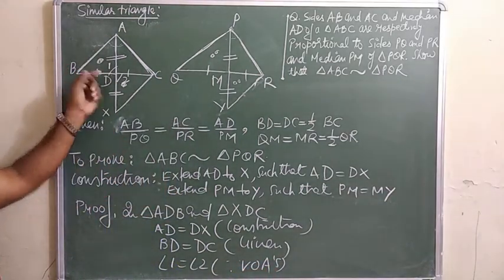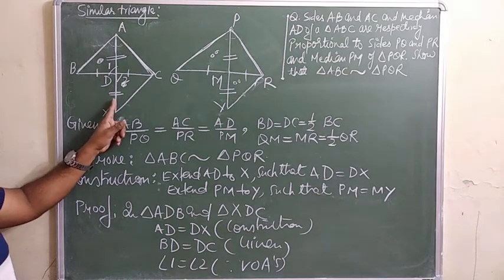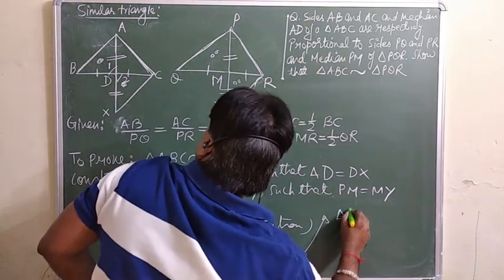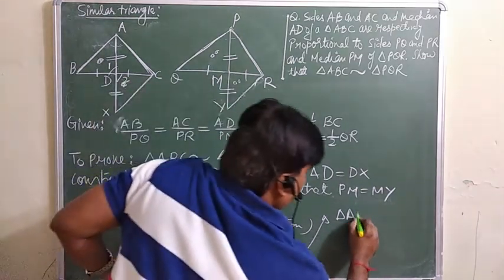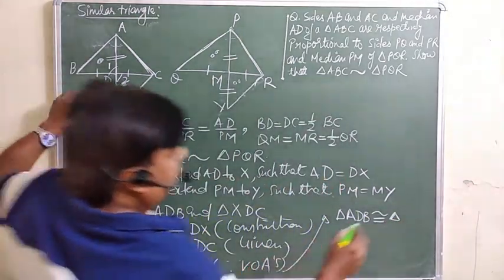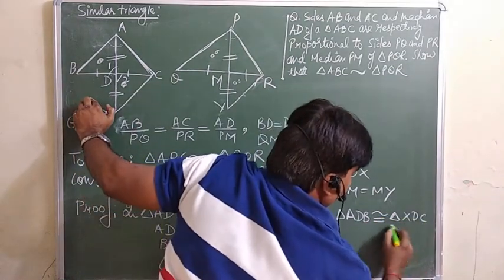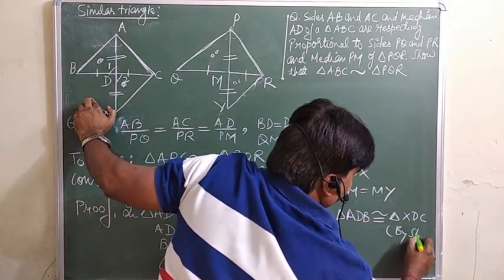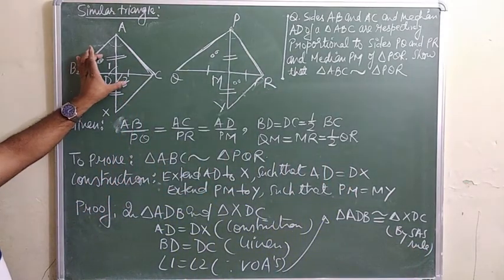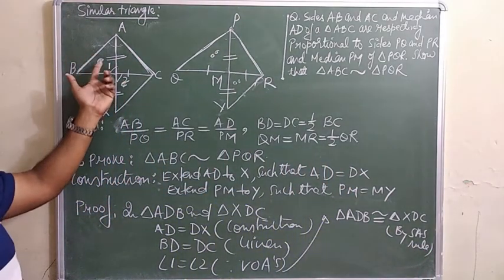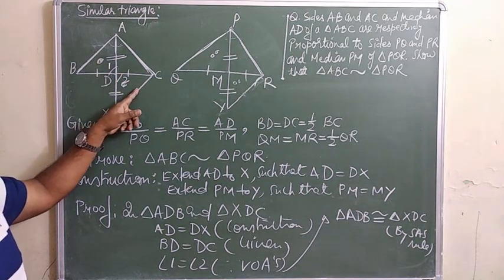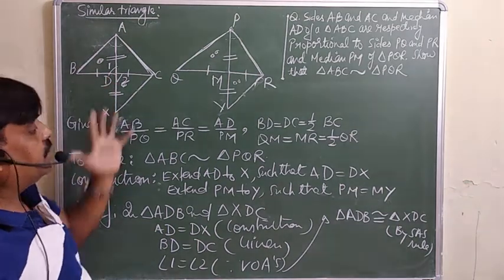So by side, angle, side, you can say the triangle ADB is congruent to triangle XDC. This is by SAS rule. And once the triangles are congruent, we know that corresponding angles and opposite sides are always equal.